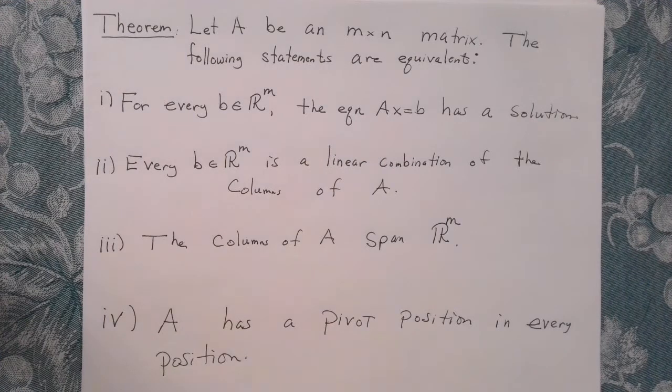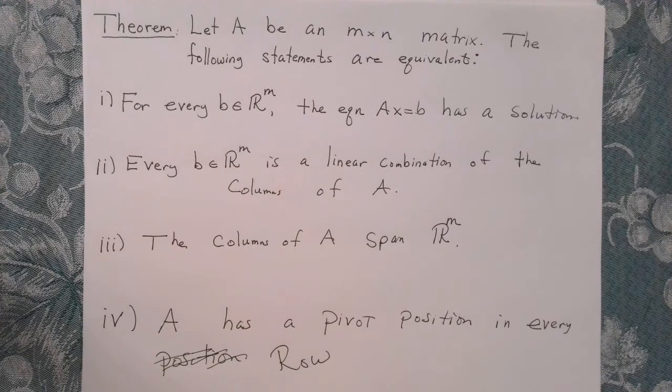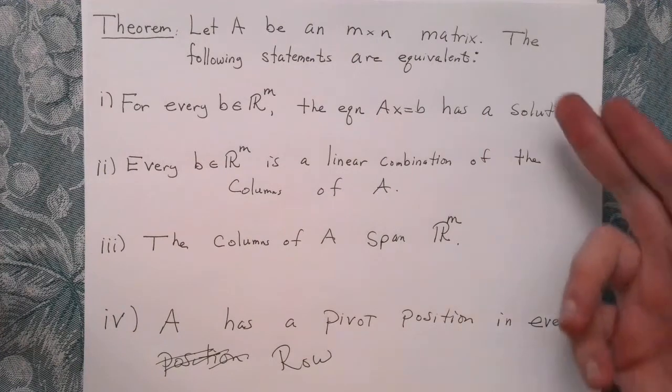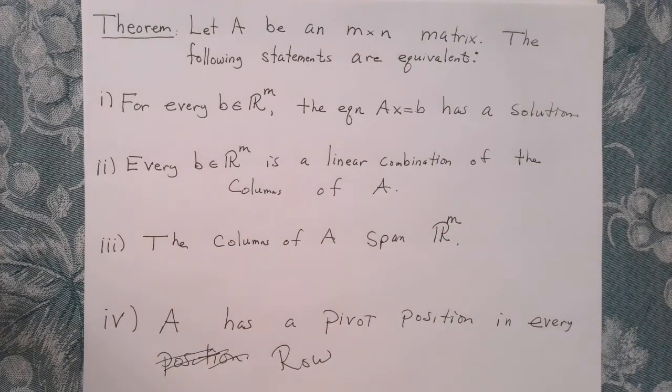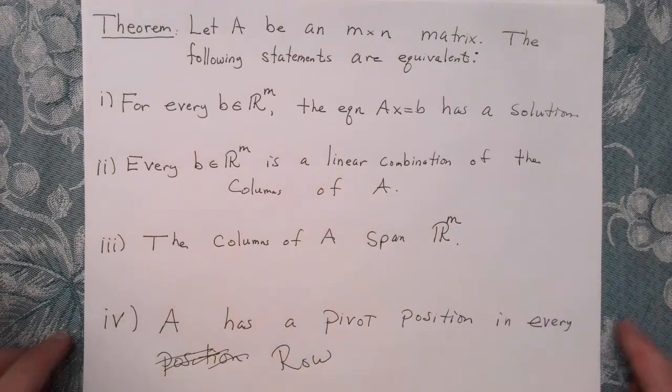And then lastly, A has a pivot position in every row. But realize if you have a statement like this where it says the following are equivalent, it also means this: if 4 is true, then the other 3 are true. As soon as one of these is true, the other 3 follow as a result. So if 2 is true, then 1, 3, and 4 follow, etc. As soon as I know that any of these is true, I get the other 3 for free. So with that said, let's take a look at an example.